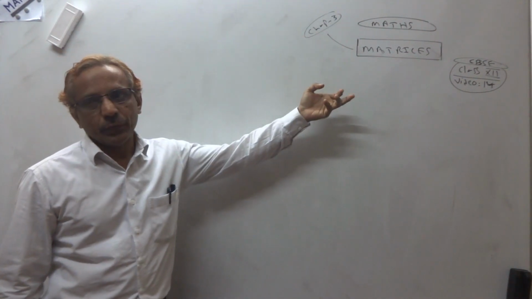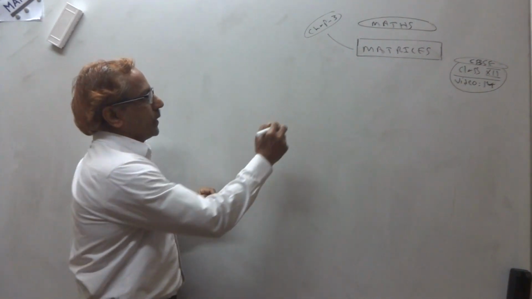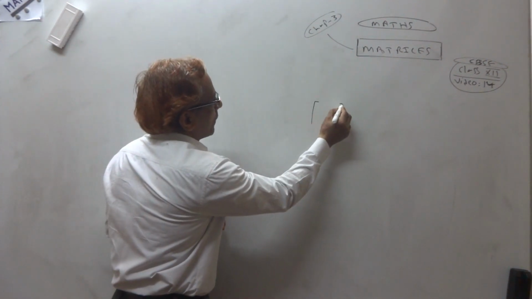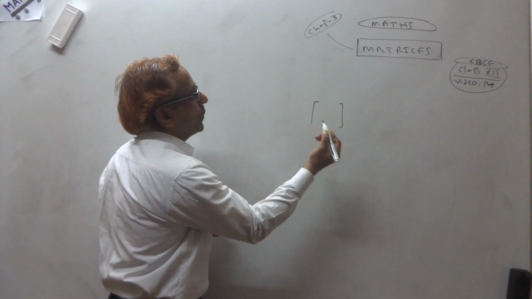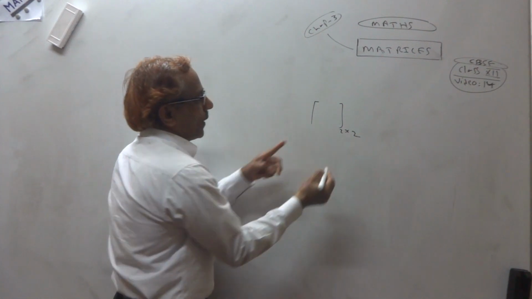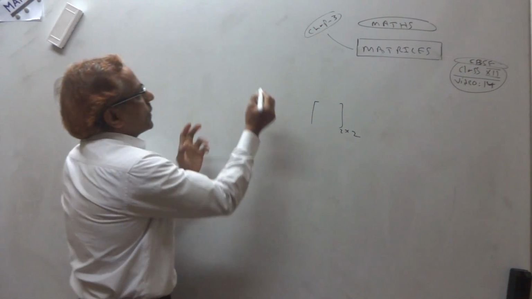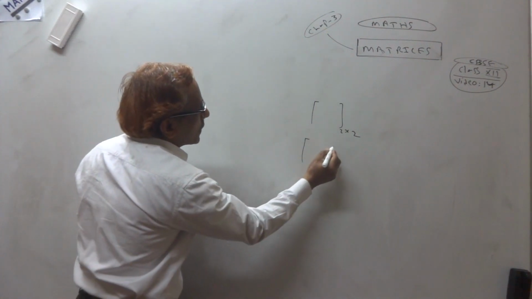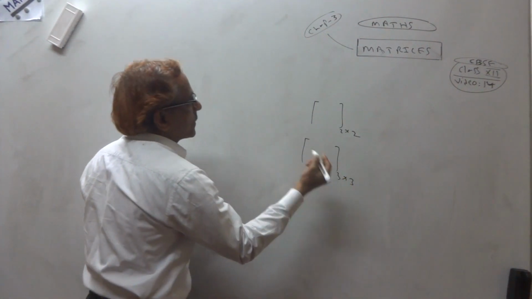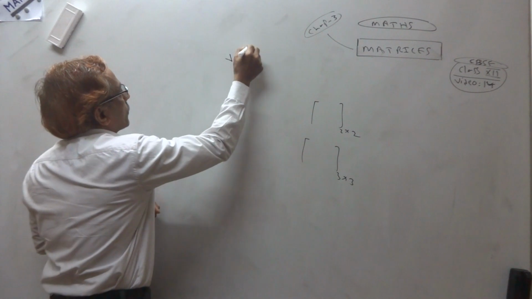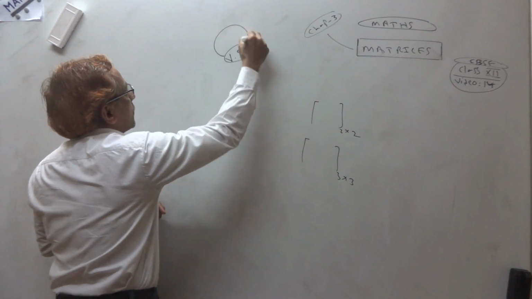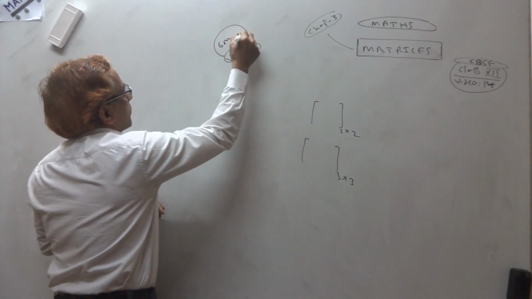Now we continue the 14th video. In the last video we completed how to find the inverse of a 2 by 2 matrix. Today we start how to find the inverse of a 3 by 3 matrix. It's a very important question, and it's a long question, 6 marks.